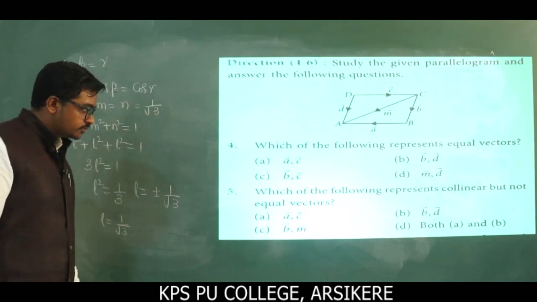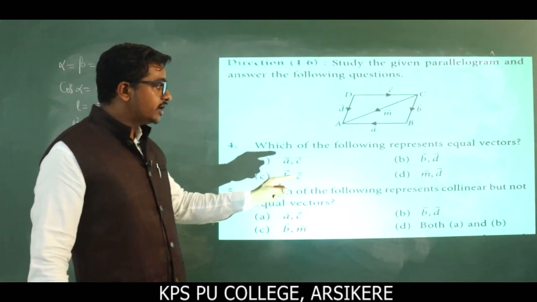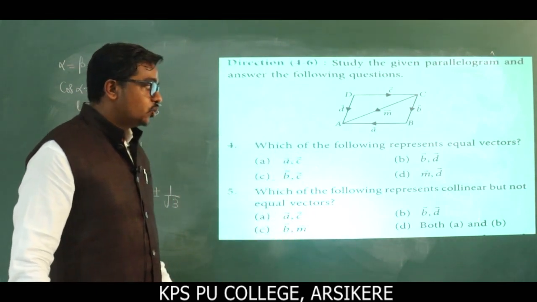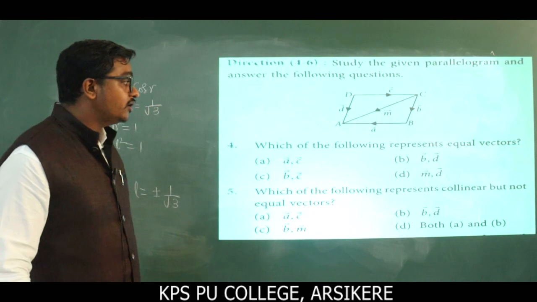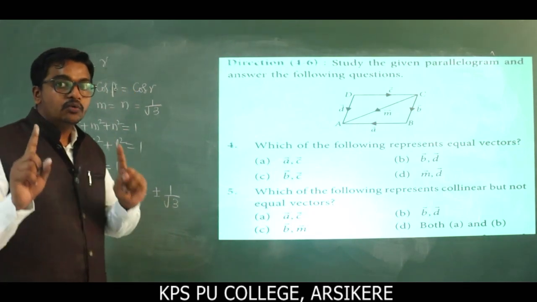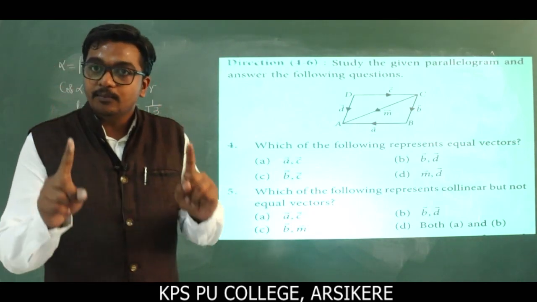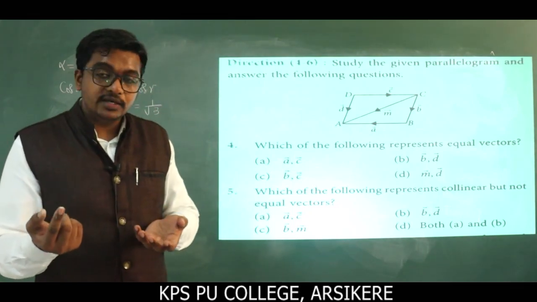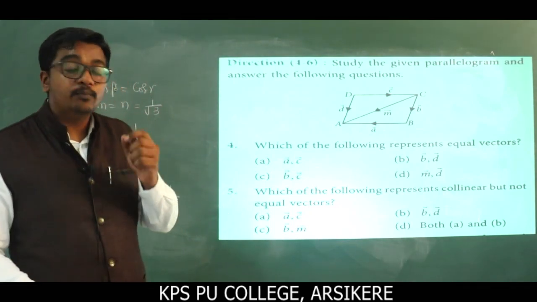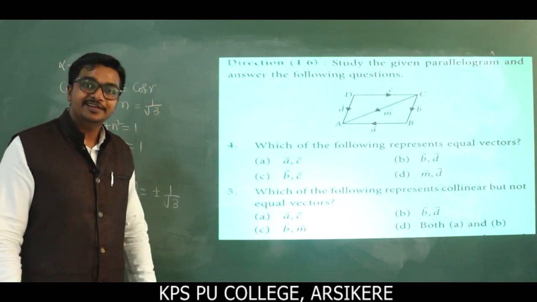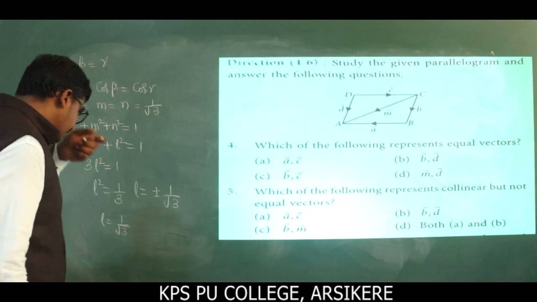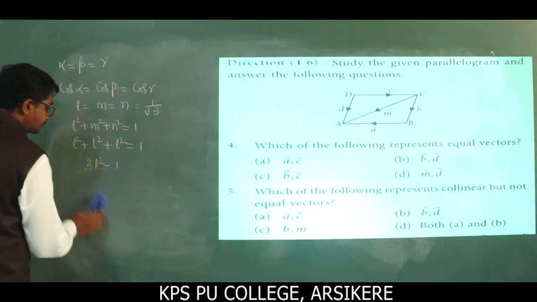And the next one, question number 5. Which of the following represent collinear but not equal vectors? Equal vectors means they have the same magnitude and same direction. Collinear means two or more vectors are said to be collinear if they are parallel to the same line. And we have another condition we already discussed.